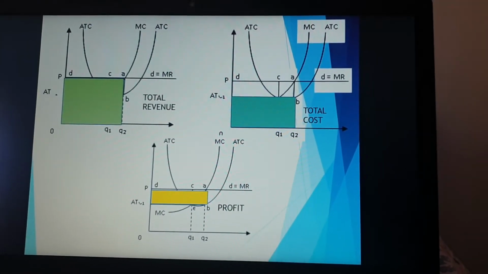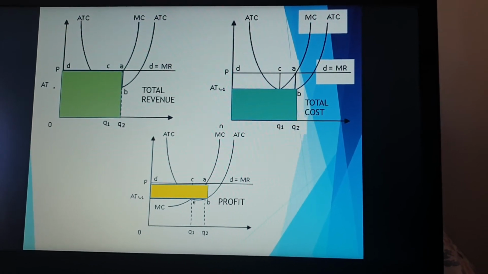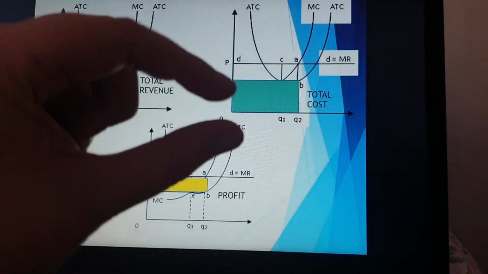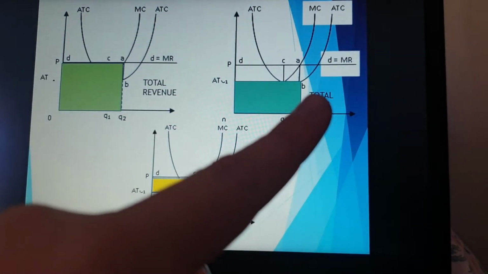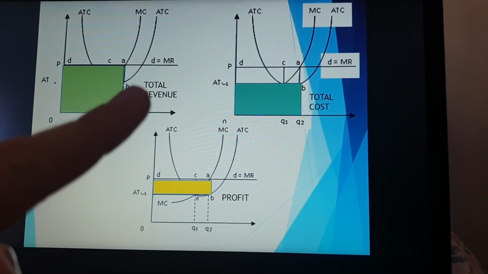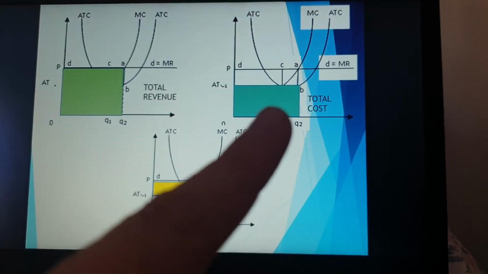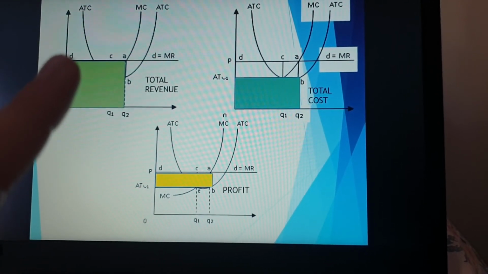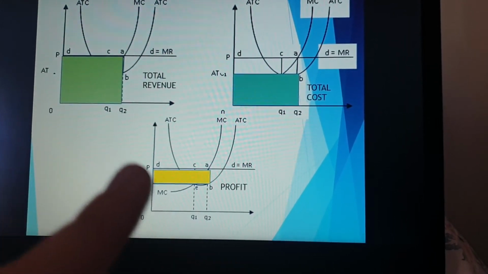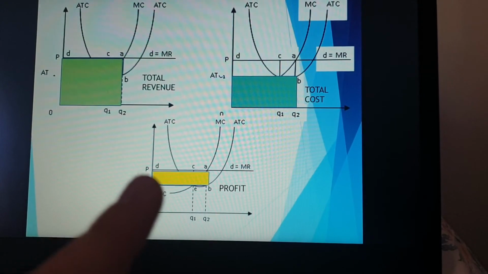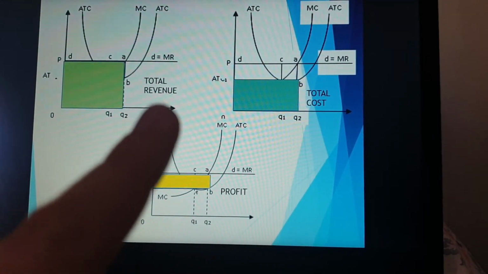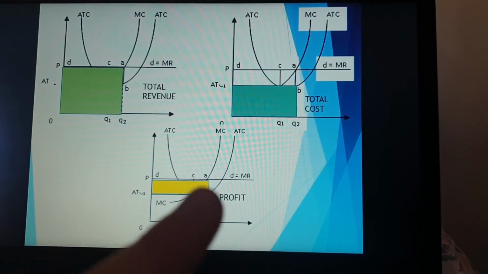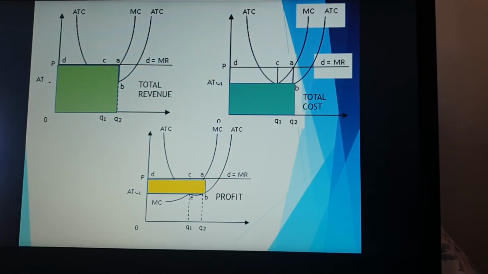Here are all three graphs on one slide, so you can see nicely again, there's my total revenue. Here's my total cost, and if you compare them now, you can see that your total cost is smaller than your total revenue. So if you were to put this turquoise block on top of the green one, there would still be a section of the green one left. And that is where the yellow part comes in, which means my profit, because my total revenue is more than my total cost. And what is left over is known as my profit.